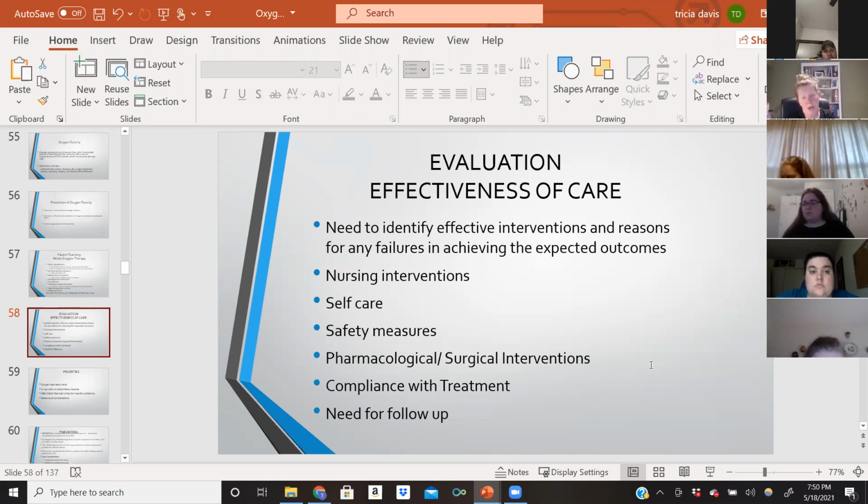We want to make sure that we're implementing any pharmacological or surgical interventions. We want to encourage our clients to be compliant with their treatment. So taking their medications, following up with their providers, wearing their oxygen. And then we want to make sure that if the patients need to follow up with their primary care doctor or their pulmonologist, that we include that in their discharge instructions, and also let their families know too when we go over discharge instructions.